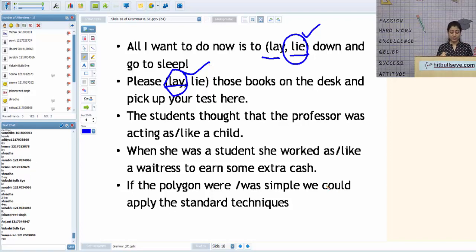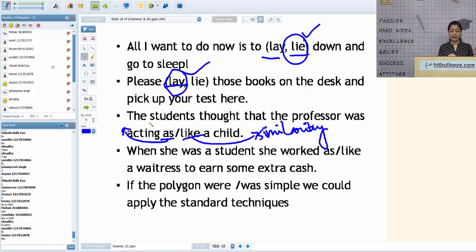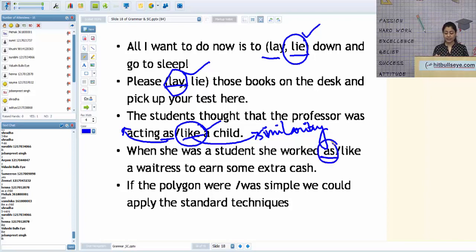Great. Moving on, the difference between as and like. As means a direct relationship and like means similarity. So in this example, I want to say that the students thought that the professor was acting similar to a child. So the correct answer would be like. But when I'm talking about a direct relationship, I want to use as. That's why in this example where I want to say that she worked as a waitress, the correct answer is as and not like, because I'm talking about a direct relationship and not about a similarity.